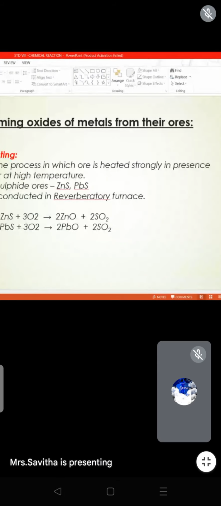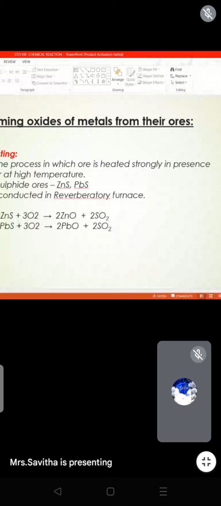In the roasting process, which ore did we take? Sulfide ore. Correct? Can you see any carbon here? No. So you will not get carbon dioxide. This ZnS is a sulfide ore. So when sulfide ore reacts with oxygen, what compound will you get? Sulfur dioxide. Such a question can also be asked.